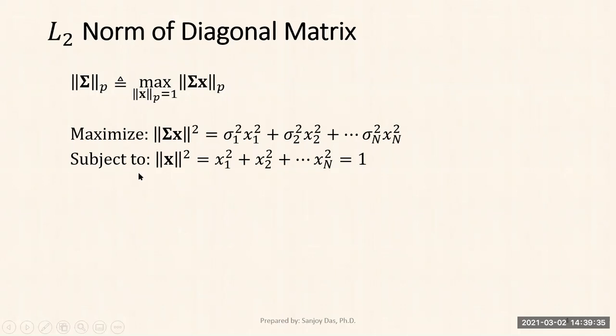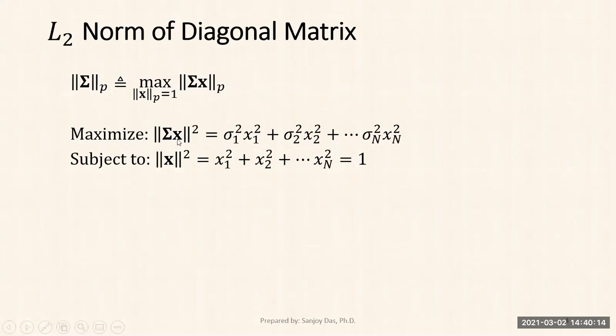So what I'm doing here is restricting myself to x's such that the squared L2 norm is equal to 1: x1 squared plus x2 squared until xn squared equals 1. In other words, the L2 norm of x is also equal to 1. And then I want to maximize this. So I'm restricting myself to this, which is equivalent to this. Instead of maximizing this, I'm just maximizing the square, and P equals 2, remember.